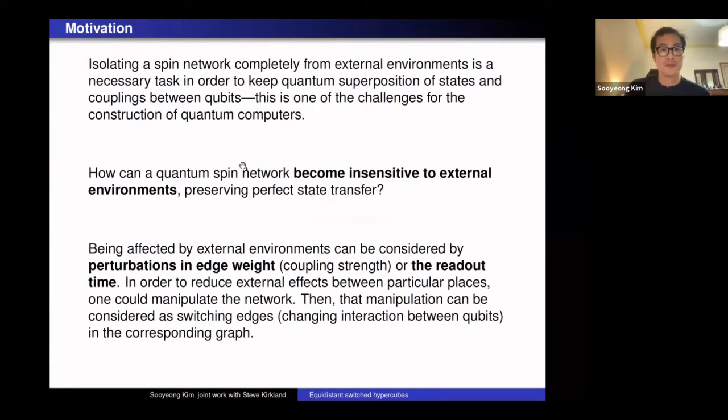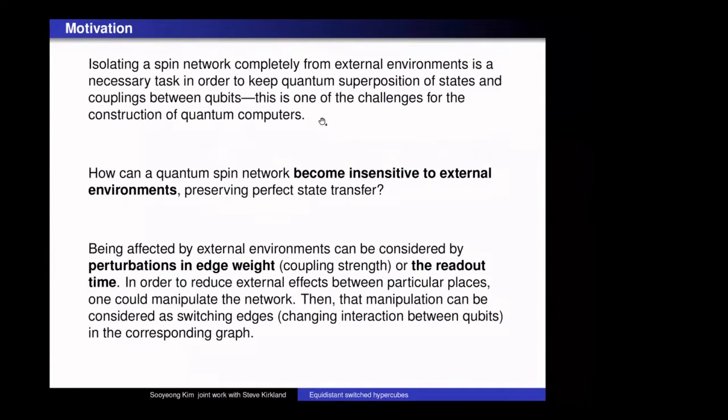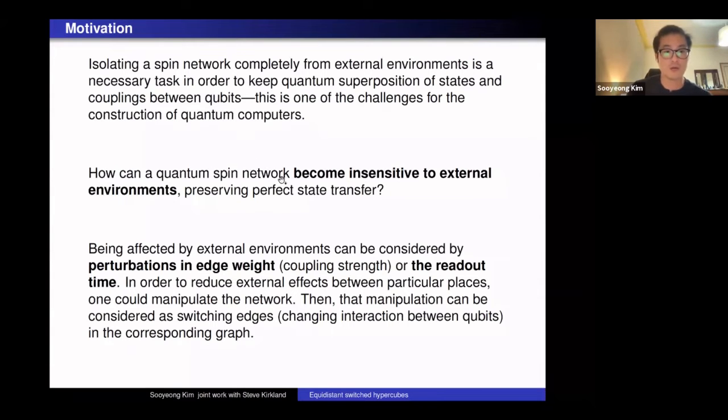Isolating a spin network is necessary for the construction of quantum computers, in order to keep quantum superposition of states and coupling between qubits. This problem brought our attention to this question: how can a quantum spin network become insensitive to external environments, preserving perfect state transfer?